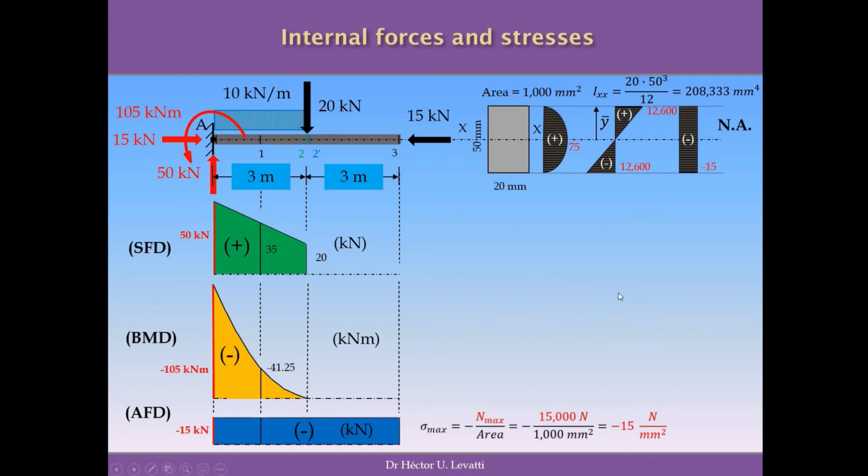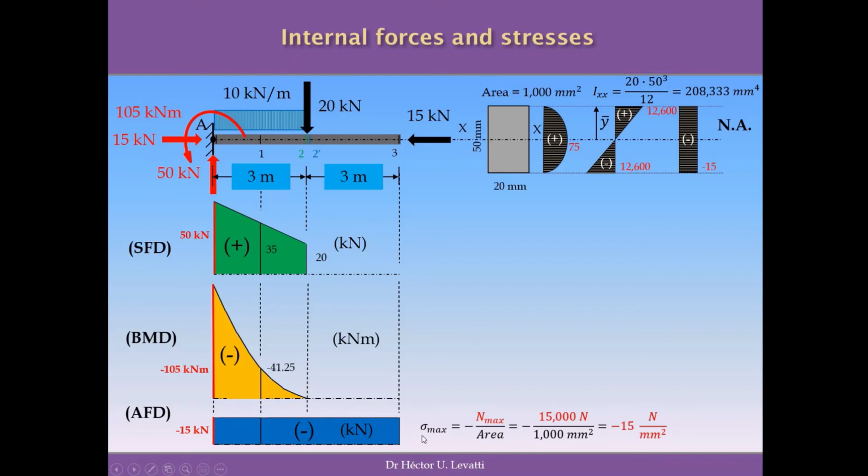So the final calculation we are going to do in terms of stresses for this cross section, and for looking for the maximum values, is the calculation of the compressive stress due to this compressive force in here, which is constant along the whole beam. So we have a compressive internal force equal to minus 15 kilonewtons, and it's a minus because it's compression.